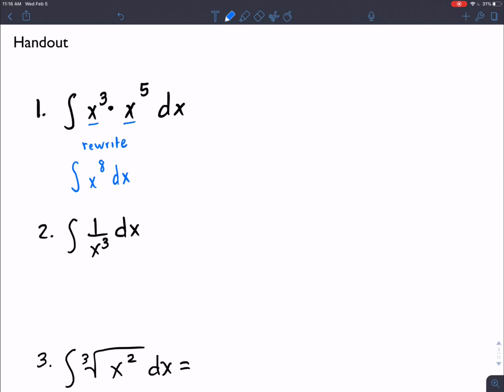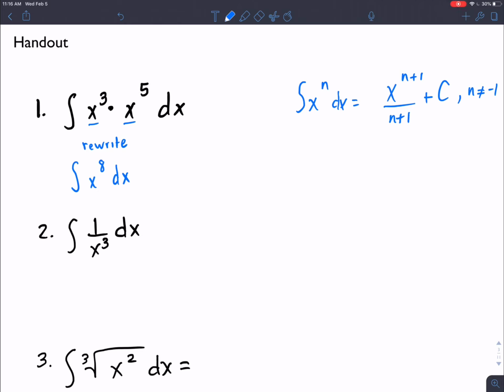Now this one fits the format, and I'll write this formula for this one on the previous page: the integral of x to the n dx is equal to x to the n plus 1 over n plus 1 plus some constant, under the condition that n cannot equal -1. So this is, like I said, the most common one we use.